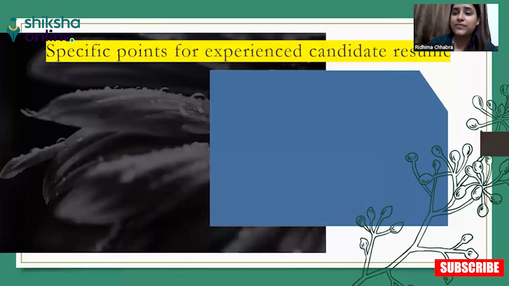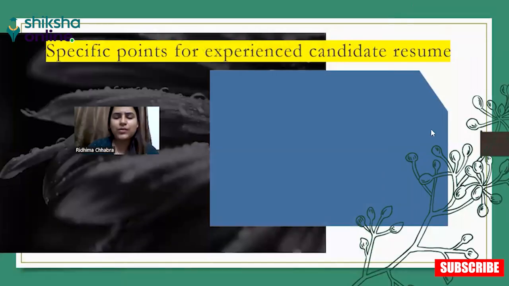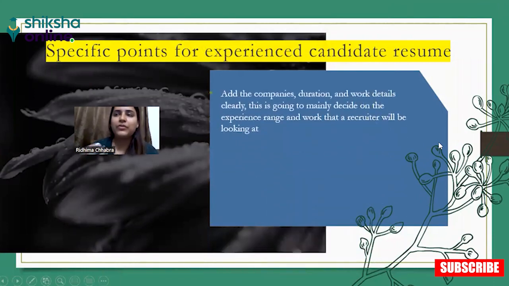Then specific points for an experienced candidate. It is very similar, not very different, but you have to mention the companies you have worked for, the duration you have worked, and the work details mainly. You have to mention it very clearly. This is going to decide the experience range. For example, if a recruiter is looking at 4 years of experience, they'll check if the person matches the experience range or not.